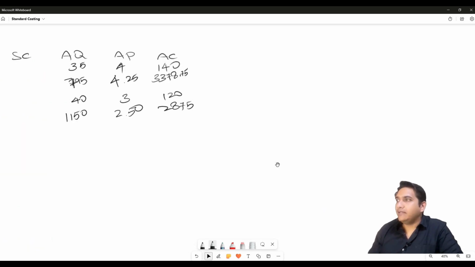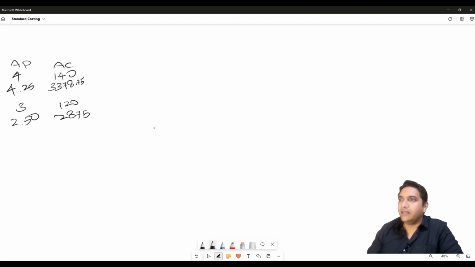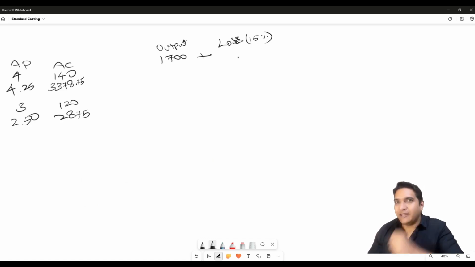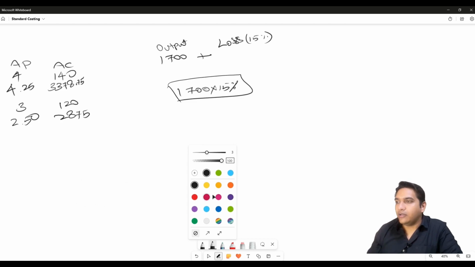How do we compute that? To compute that, let us prepare a small working note. So what we will write is: 1700 is my output plus loss. Loss of 15%. What is my loss of 15%? It is not 1700 into 15%. This is wrong.